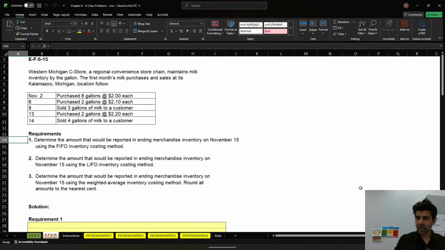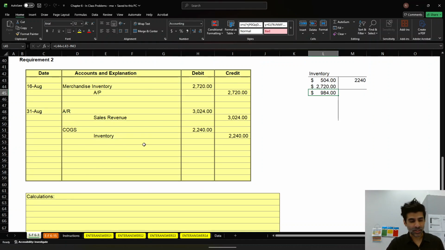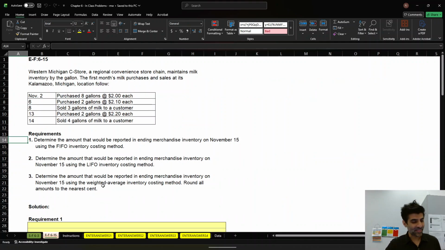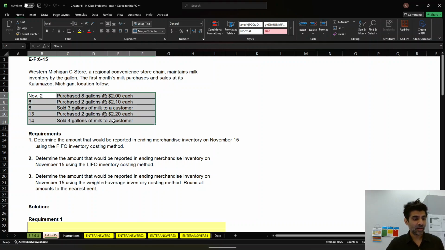Okay, well, we're gonna start class off just by working on this practice problem. We did this first one with specific identification, the one with the bikes. This one is with milk. So you can see here you have both purchase and sales transactions. The purchase transactions are all at different prices.